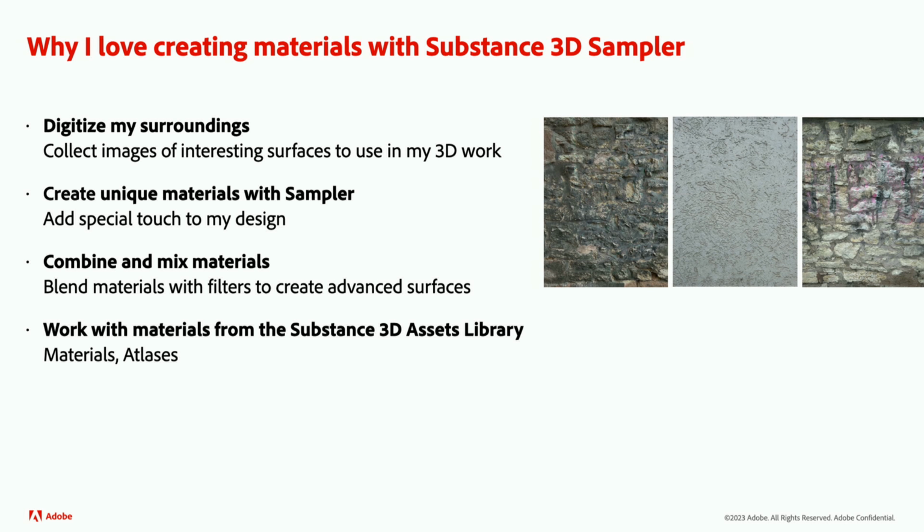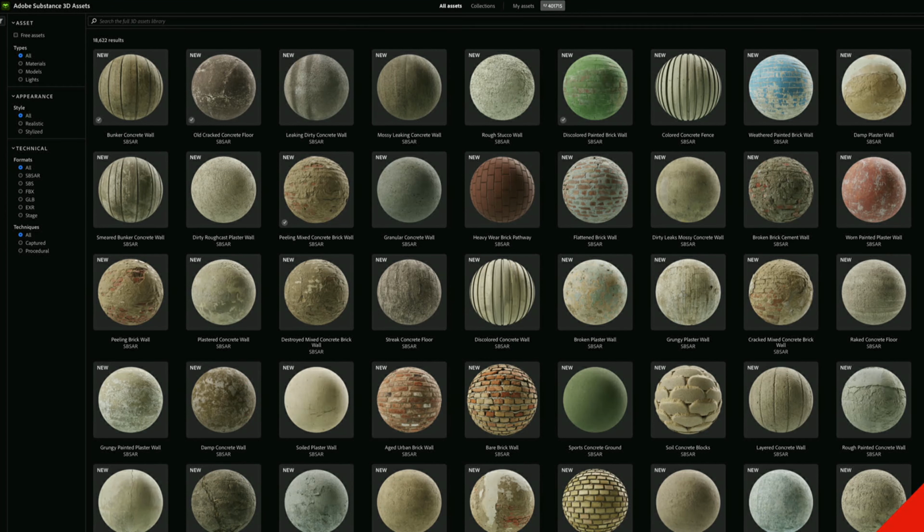And with Sampler, you can combine and mix materials with all these filters we have and create a little bit more advanced surfaces. And what is really cool about Sampler is that all the assets that you're downloading from the assets library, you can import and use in Sampler. So this is how the library looks, and you can basically filter for materials, models, and lights. So let's take a look at Sampler.